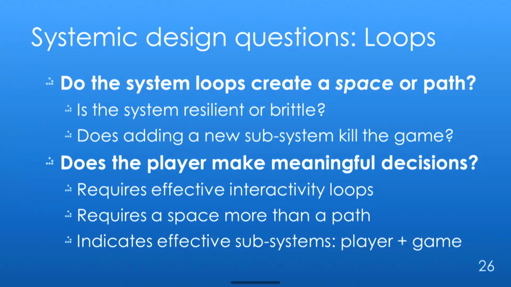Do you have a wide variety of interactions that will react well no matter what the player does, no matter what the conditions of the game are? Or if the player does one wrong thing, does the game fall over? And does the player make meaningful decisions? If they don't make any meaningful decisions, there's really not a game there. But this requires a lot of interactivity loops on a lot of different levels.